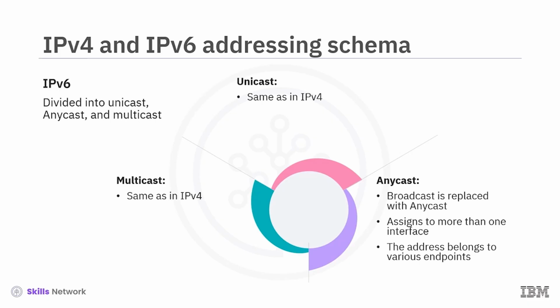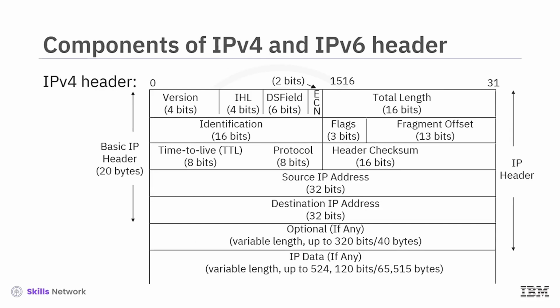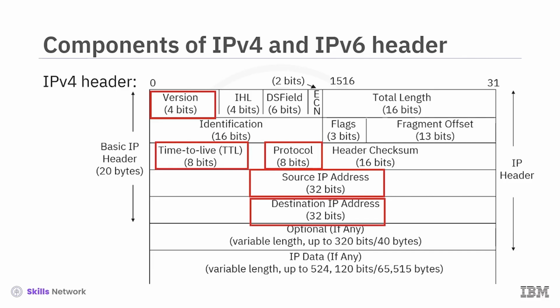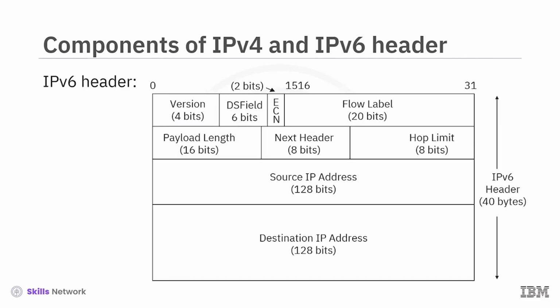The IP header is required to support IP addressing schema as it contains the source and destination IP address necessary for routing packets. Let's explore the components of the IP header. Some of the most important components in an IPv4 header are the version, time to live, protocol, source IP address, and destination IP address. The IPv6 header, on the other hand, has fewer components compared to the IPv4 as shown.